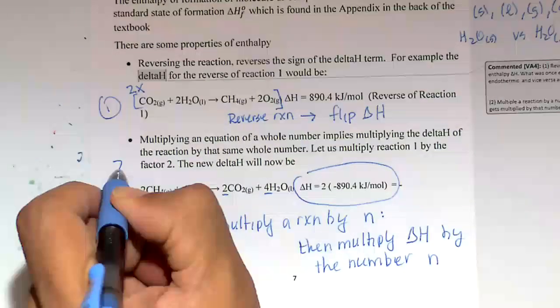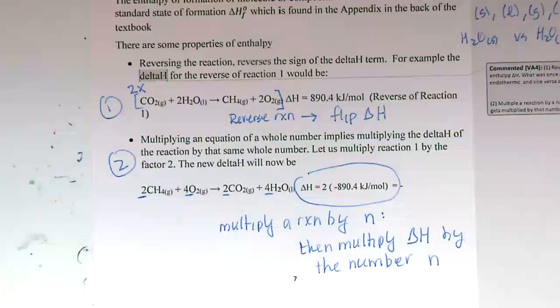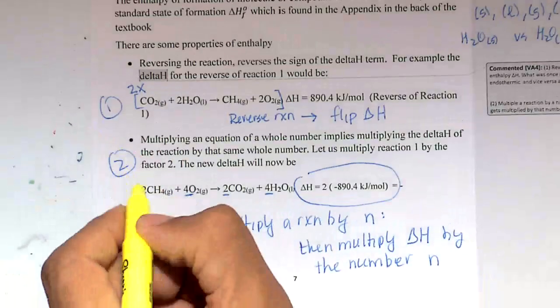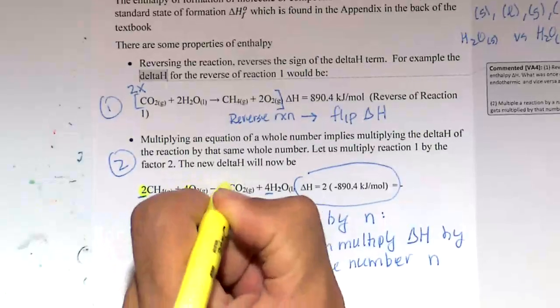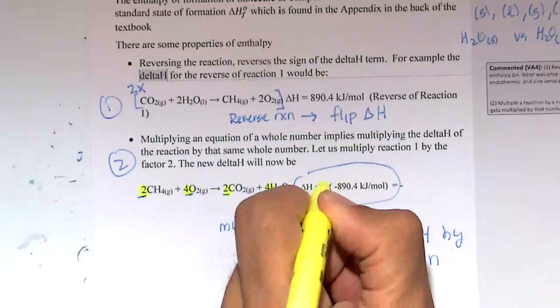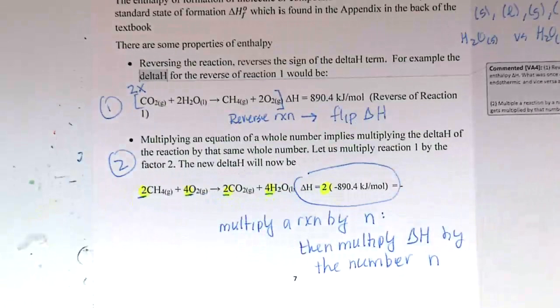So those are two rules that I'd like for you to know. Okay, flip a reaction. What happens to delta H? The sign changes from positive to negative or negative to positive. What happens if I take a reaction and multiply it by 2? Then you have to multiply what by 2? You have to multiply delta H by 2.